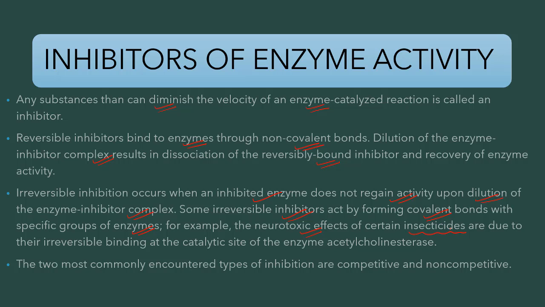Certain insecticides are eliminated from the field by the effect of neurotoxins, and these neurotoxins basically jam the site where neurotransmitters are released, due to irreversible binding at the catalytic site of the enzyme acetylcholinesterase. Acetylcholinesterase basically helps to break the bond and recover the free acetylcholine.